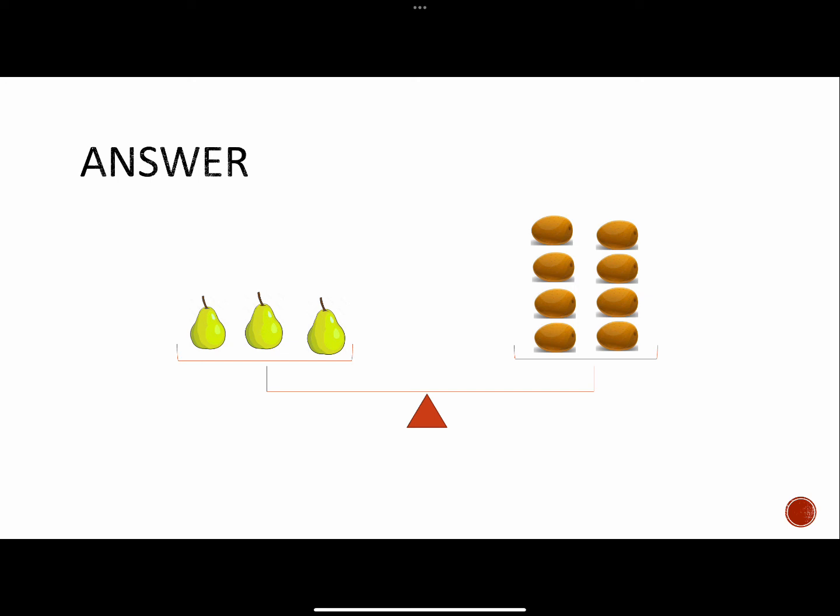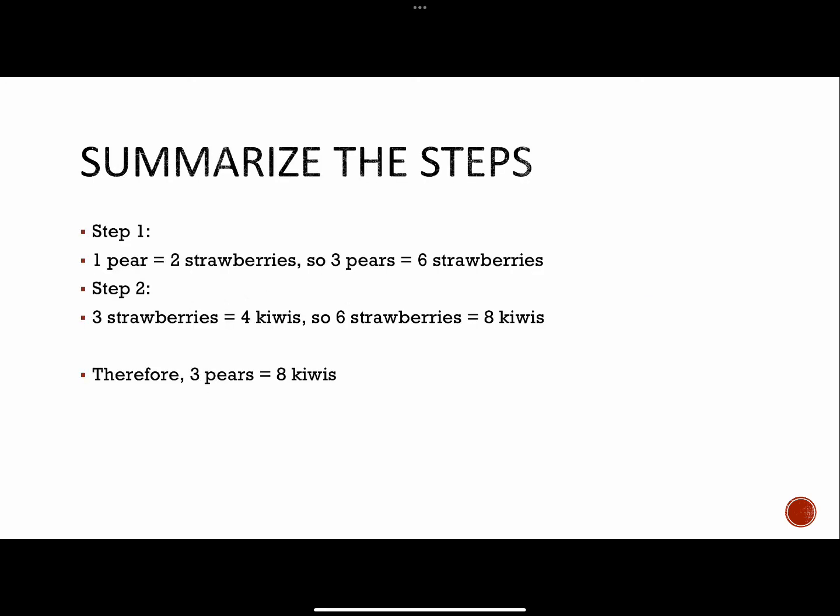Let's review the steps. Firstly, we replace the pears with strawberries. Then, we replace the strawberries with kiwis. We find out 3 pears equal 6 strawberries, and 6 strawberries equal 8 kiwis. As a result, 3 pears should equal 8 kiwis. Is that clear to you?